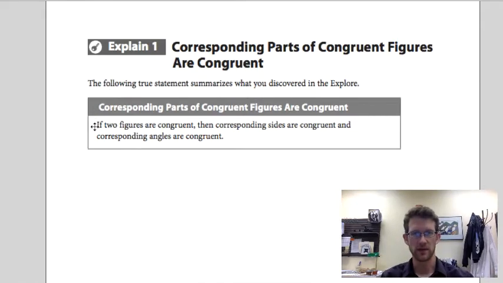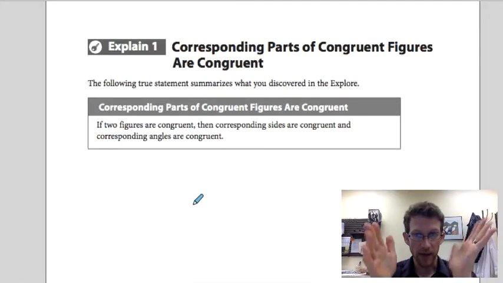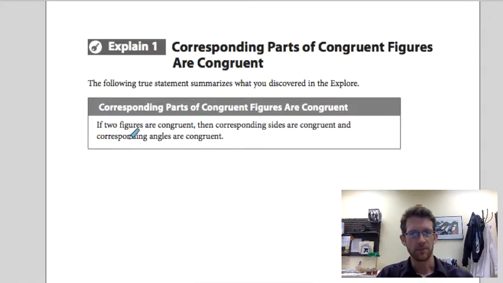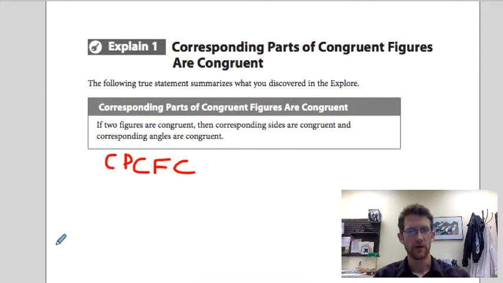They give us this little rule here, and it's important to note that corresponding parts of congruent figures are congruent because it will come up again and again and again. I promise you that. And we can abbreviate this instead of saying the whole thing. Corresponding parts of congruent figures are congruent. We can simply say CPCFC.